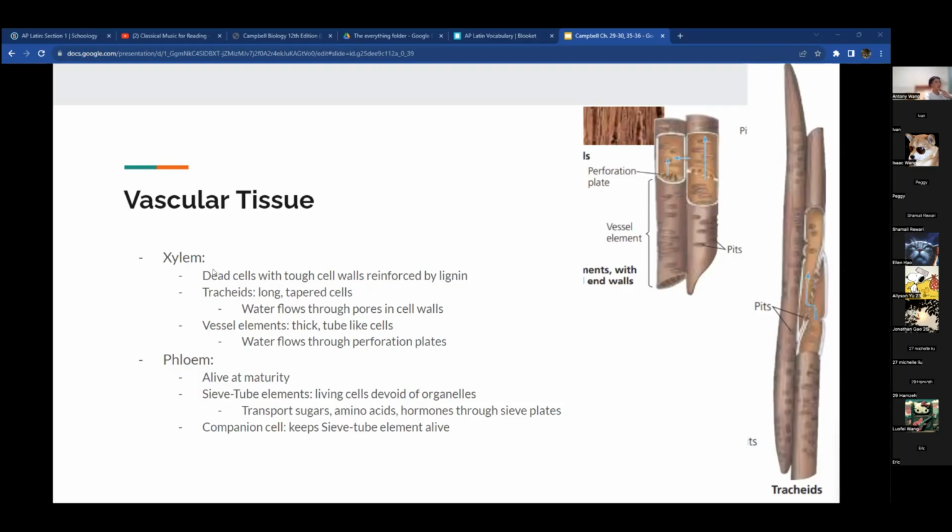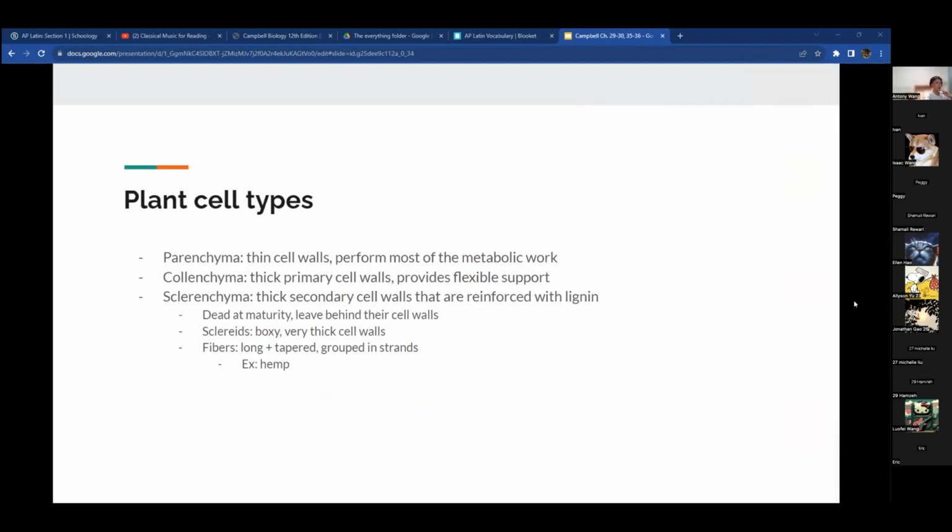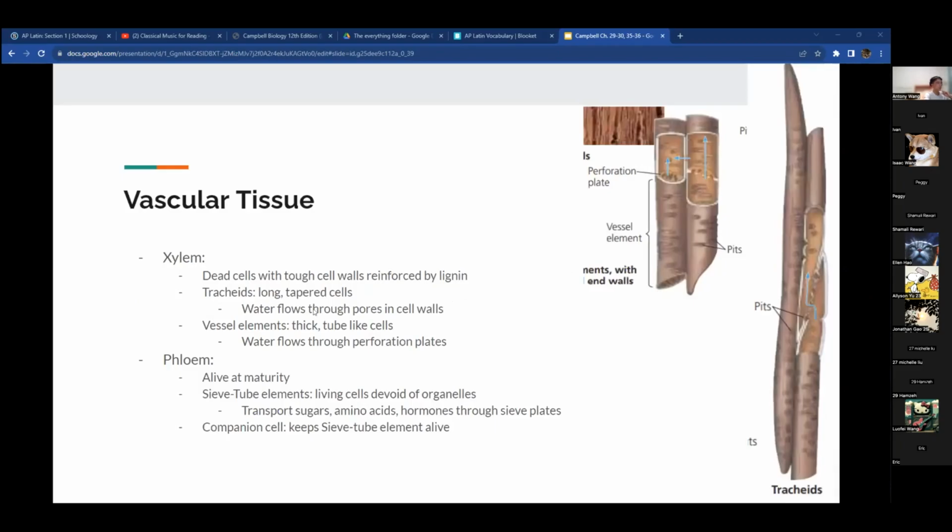So xylem cells are dead at maturity. While I keep going, if you know what kind of cell xylem is made of, shoot me a direct message. So xylem consists of dead cells with tough cell walls reinforced by lignin. That's a dead giveaway. See, dead giveaway. I'm sorry. And there are two types of xylem.